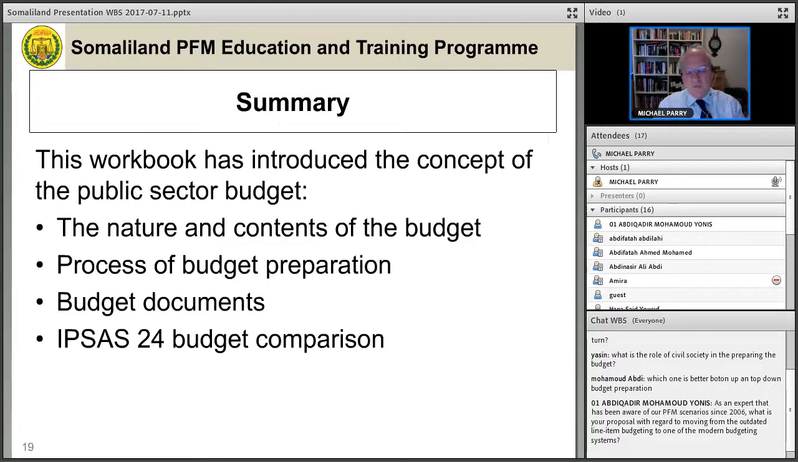As I said, this workbook is not very complicated compared to Workbook 4. We've looked at the nature and contents of the budget, the process of budget preparation, and we've looked in there also at a lot of the weaknesses in budget processes and how they can be rectified. The budget documents and a set of budget documents that would meet international requirements, and the IPSAS 24 and cash basis requirements.